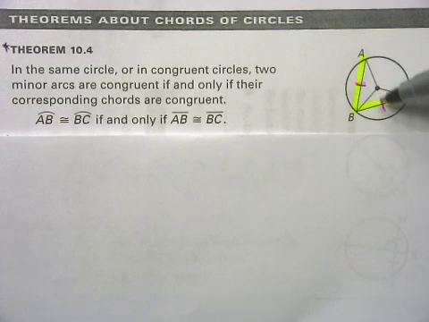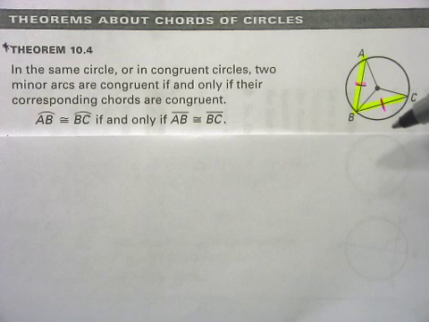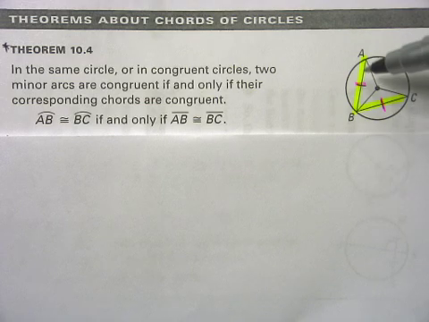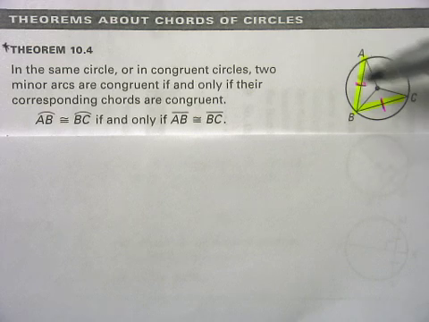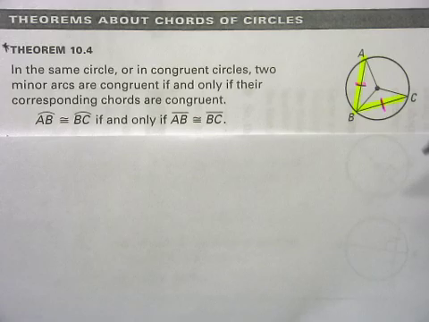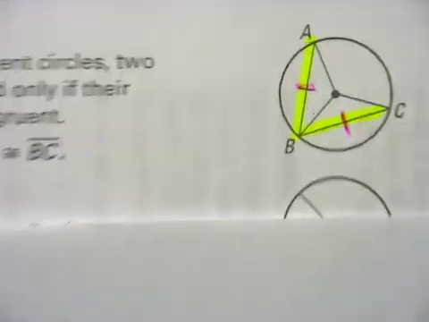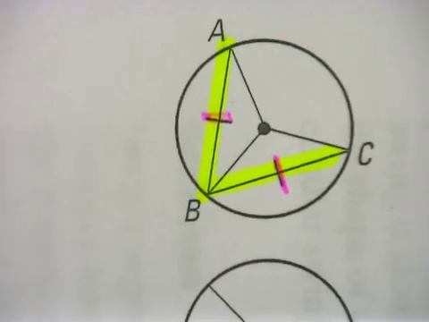There's a congruency rule. What this rule is saying is that if I have two minor arcs in the same circle, the two minor arcs are congruent if and only if their corresponding chords are congruent. That means that two small arcs that are less than 180 are going to be the same if the chords that make them are the same.